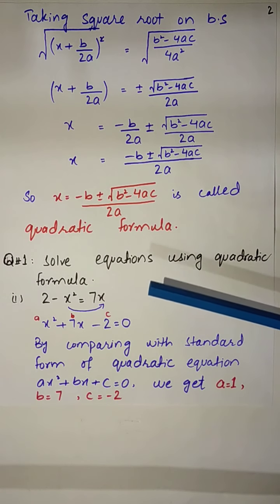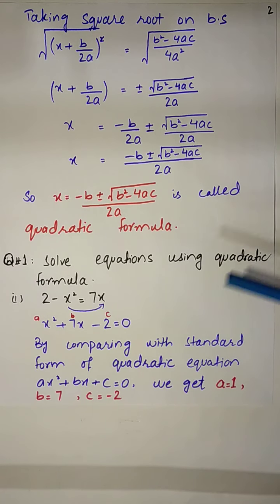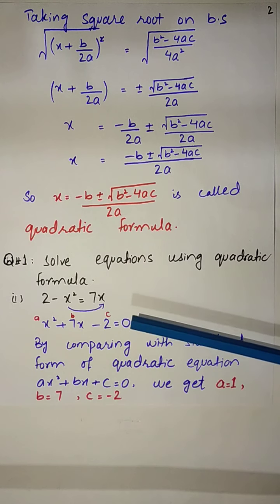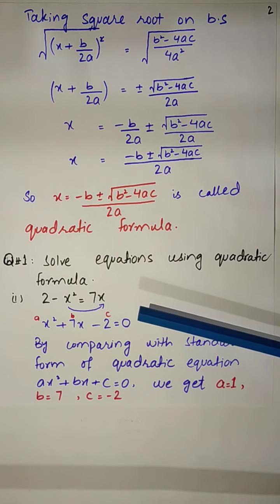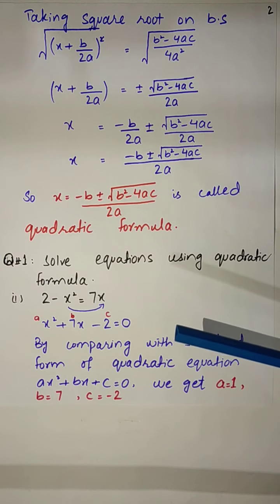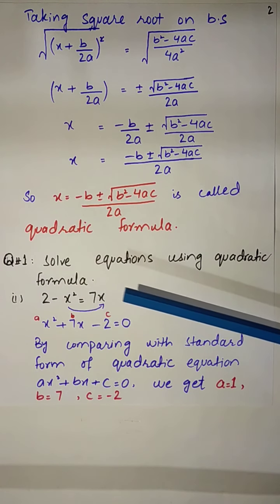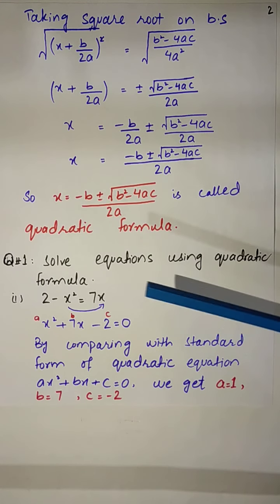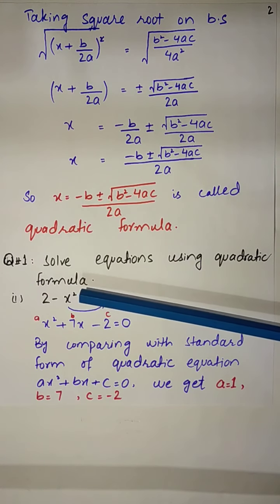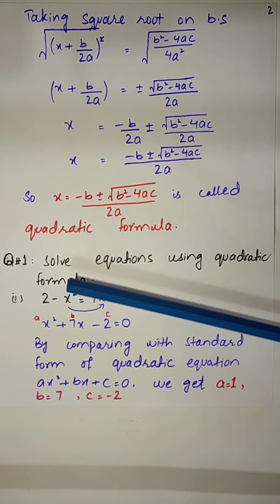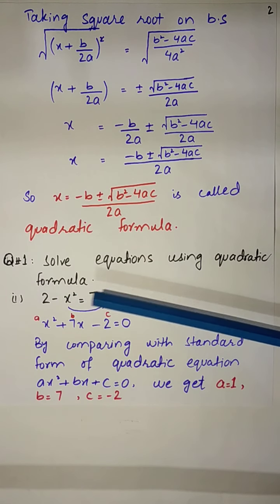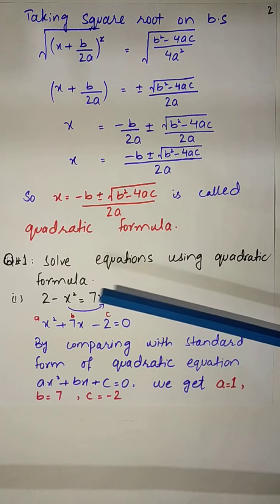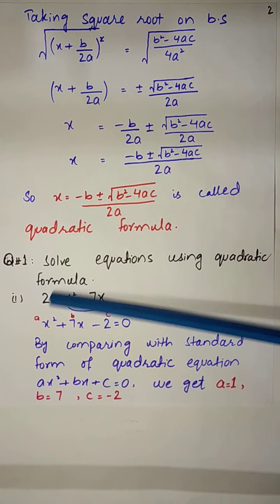Question number 1 is: solve equations by using the quadratic formula. This is the first part: 2 minus x square is equal to 7x. First of all, we will arrange all the terms in the proper way, in the way of a quadratic equation. First we have to write x square, that is the greater value. So look at which side is greater. The value that is x square is greater.